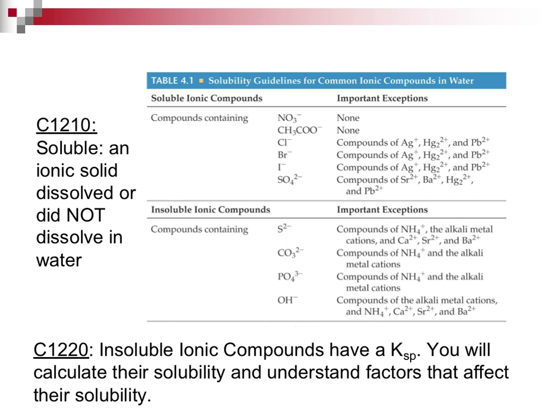So in chemistry 1210, you learned something would be soluble. That was an ionic solid that dissolved or did not dissolve. So you knew that these were soluble ionic compounds, you knew that these were the exceptions. And then there were all these exceptions of things that were insoluble.